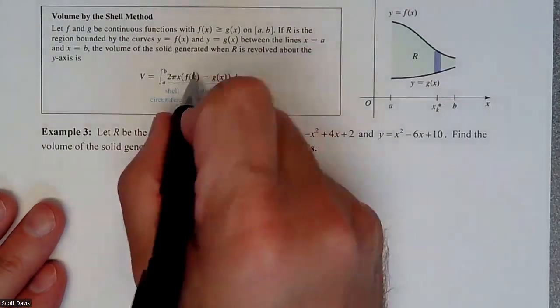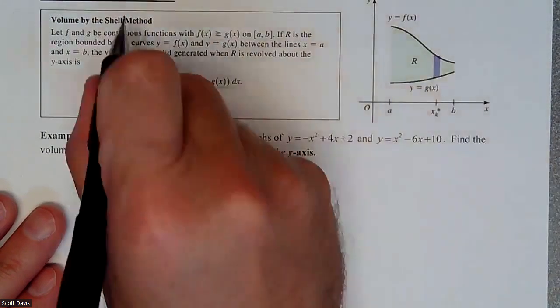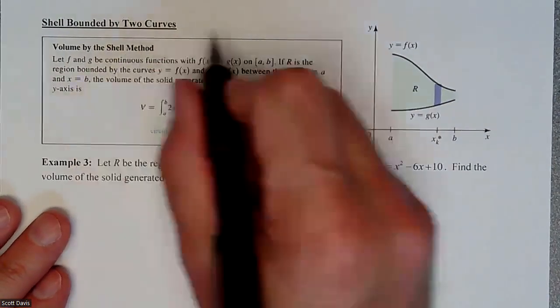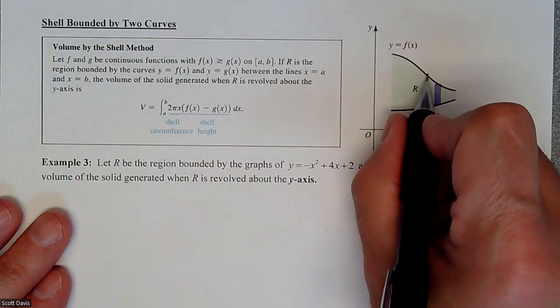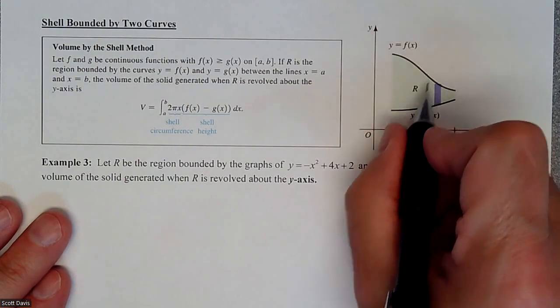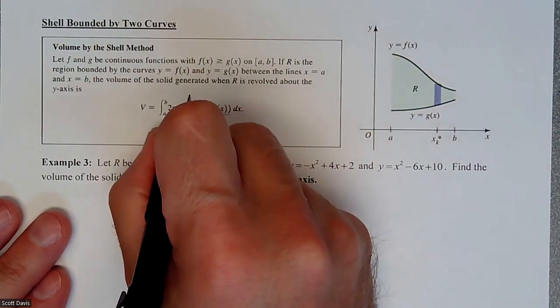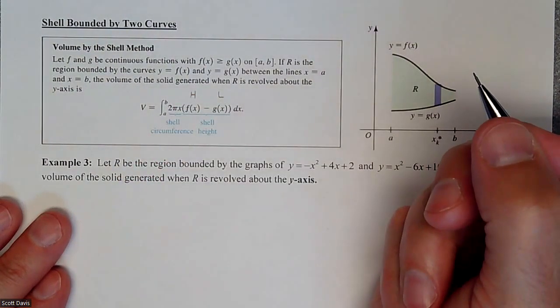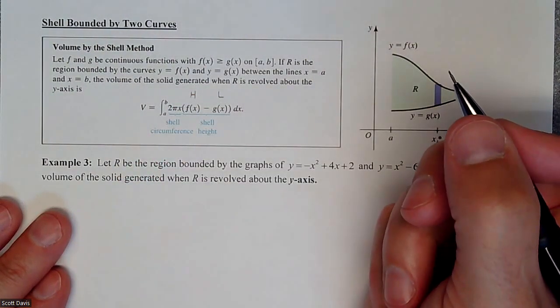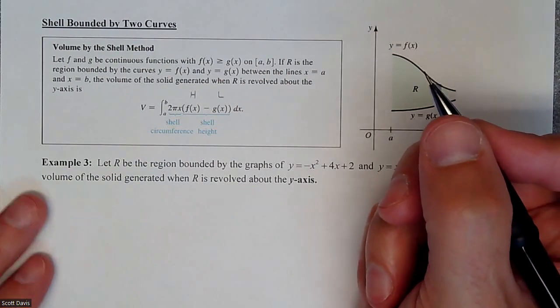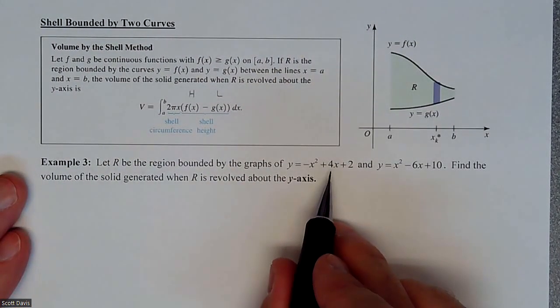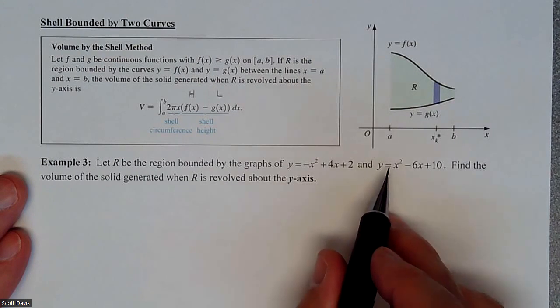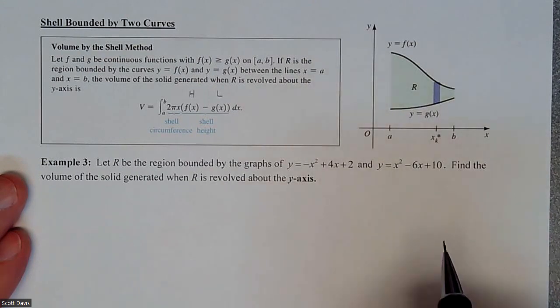Our height is going to be, because it's between two curves, we're going to be taking the high equation, the equation on the top, minus the equation on the bottom. So the higher equation minus the lower equation. All right. Otherwise, everything else is exactly the same. So the trick is we need to figure out our graphs here. What do these graphs look like? What do we got going on?